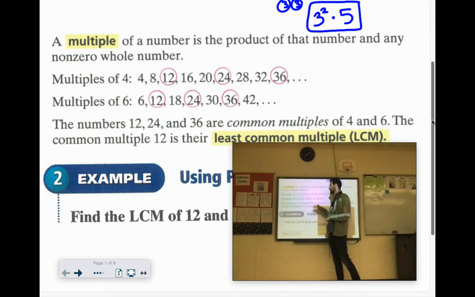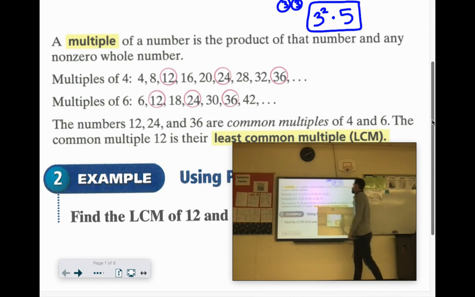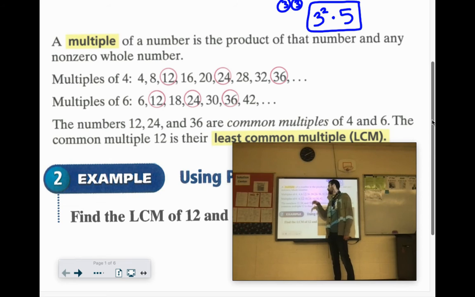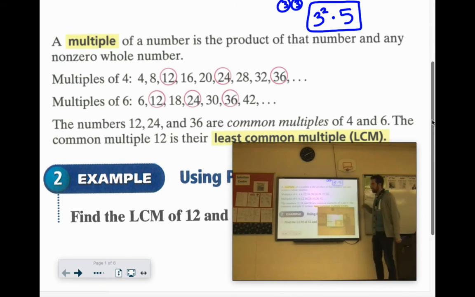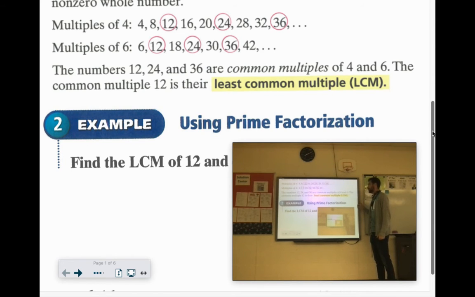That's very formal. But look at multiples of 4. So it's like counting by 4s essentially. 4, 8, 12, 16, 20. Goes on forever. Multiples of 6, you're counting by 6. So the smallest number that they have in common that they're both multiples of would be 12. But they also share 24, 36, 48, 60. But you're usually looking for the least or lowest common multiple.